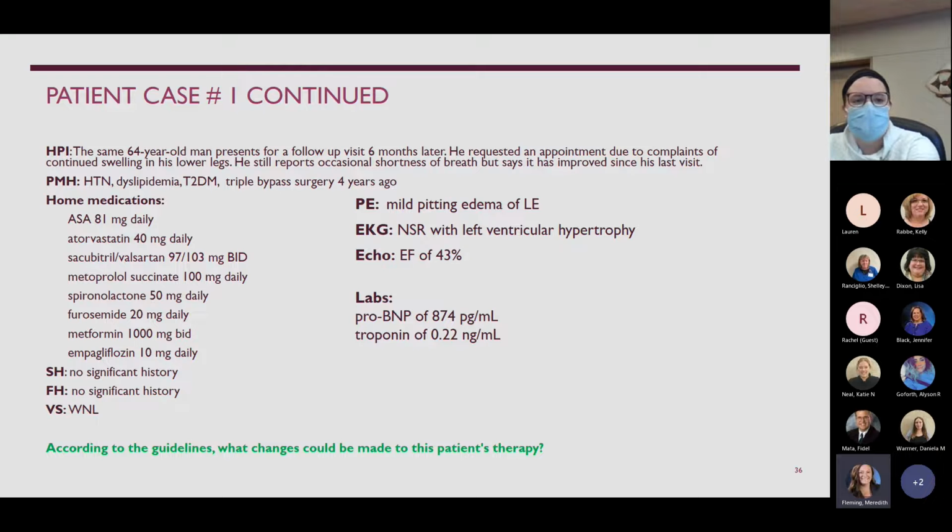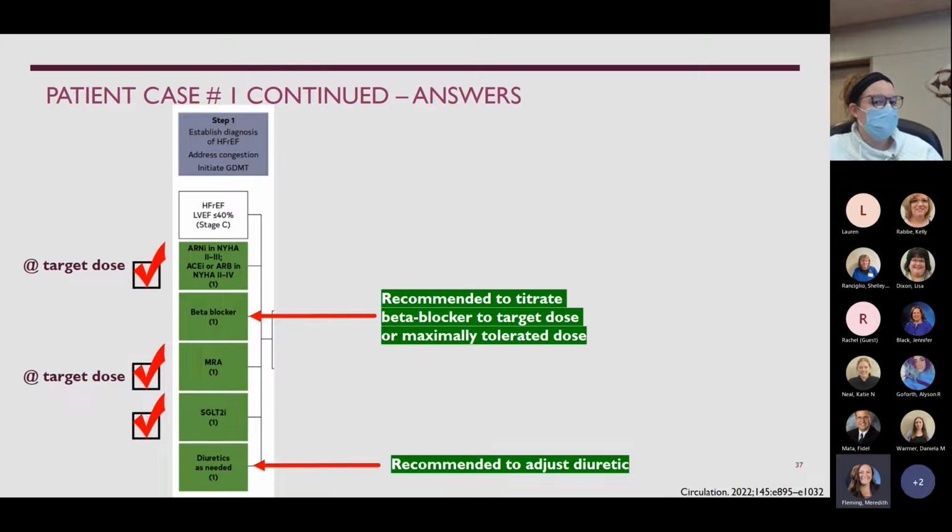Yeah, those are all good recommendations. And that falls pretty much in line with some of the things that we said as well. So his ARNI was already at his target dose, same for his spironolactone, though we also agreed to recommend titrating the beta blocker and then maybe recommending to adjust the diuretic dose as well. And like Meredith pointed out, maybe wearing some compression socks would be helpful.